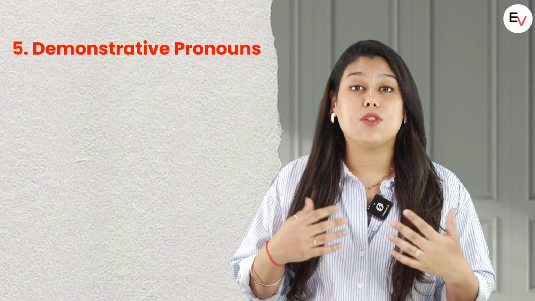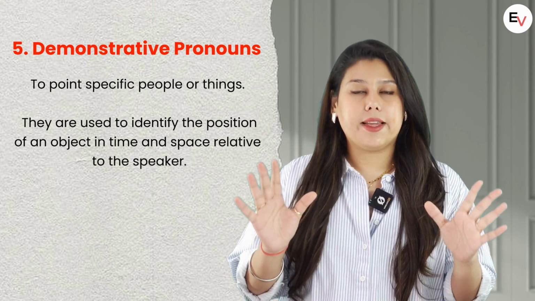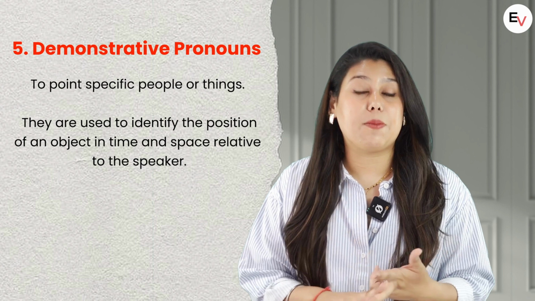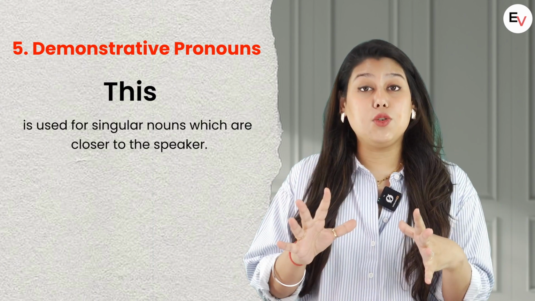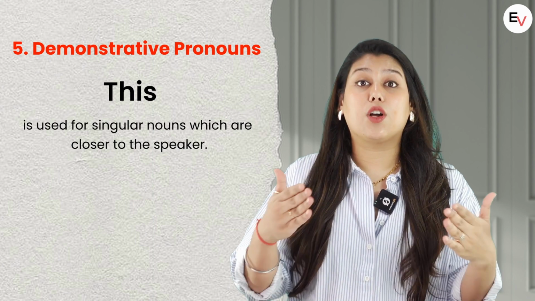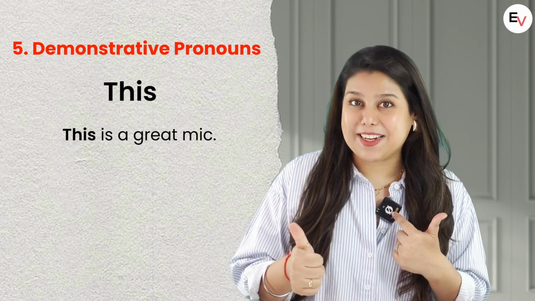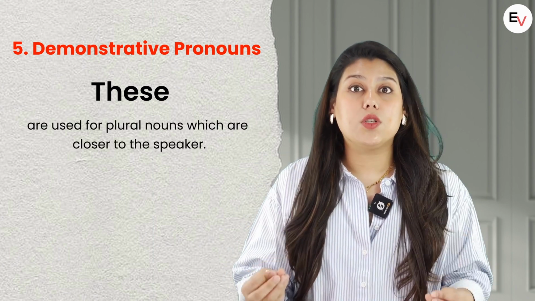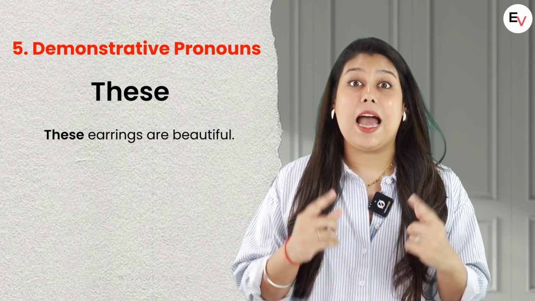Now these pronouns are used to point specific people or things. They are used to identify the position of an object in time and space relative to the speaker. For instance, this. This is used for singular nouns which are closer to the speaker. For instance, this is a great mic. These are used for plural nouns which are closer to the speaker. For instance, these earrings are beautiful.